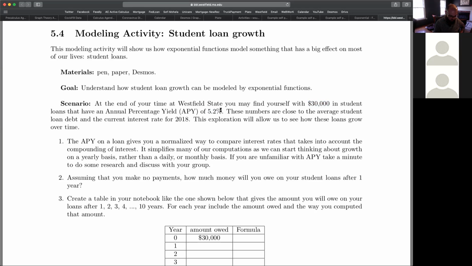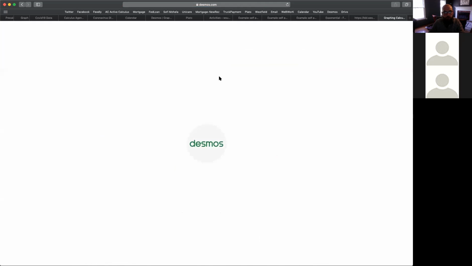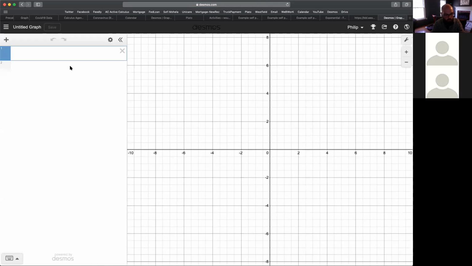How much money would you owe after 1 year if it's increased by 5.2%? Maybe around 31,600 or 700. And how did you compute that? 5% of 30,000 is about 1,500, and then you just add that on. All right, so you did 5% of 30,000. Yeah, I'm doing it in my head, so it's just guessing. Okay, so let's do it in the calculator.